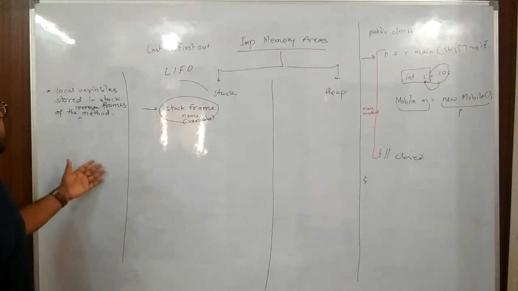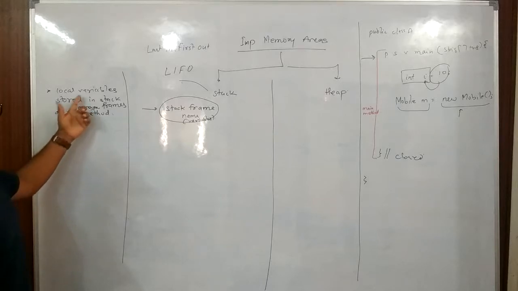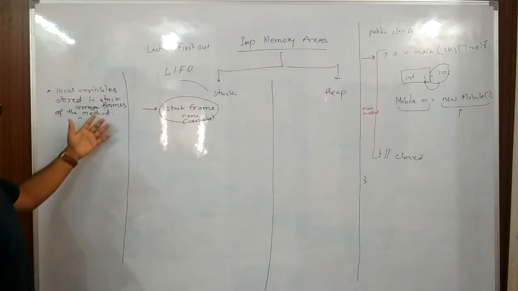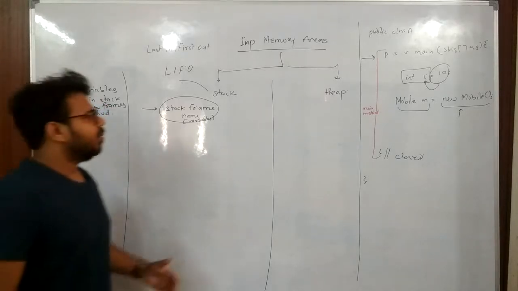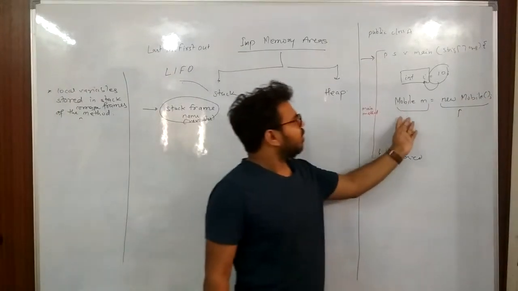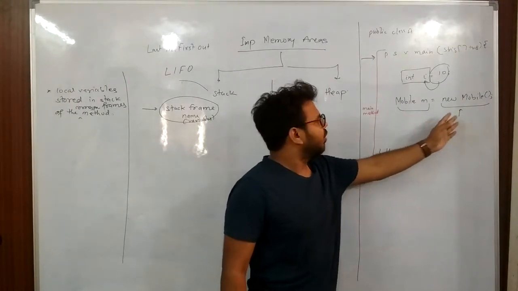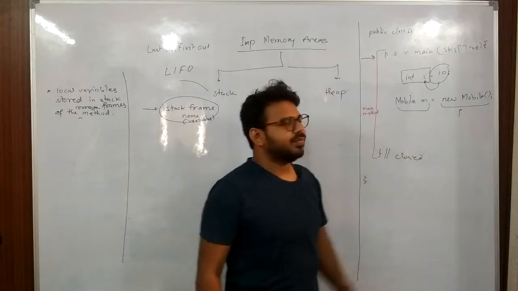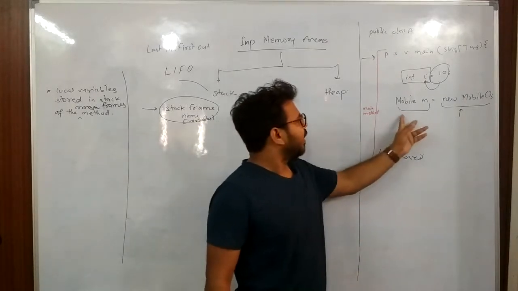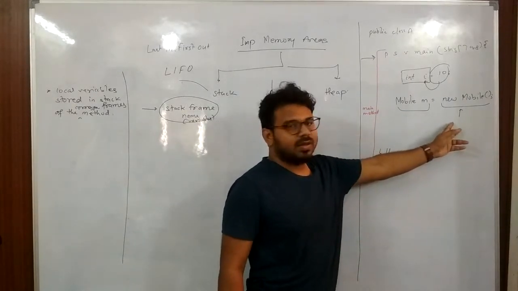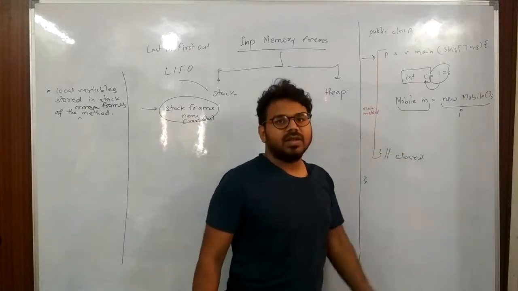So we learned that local variables are stored in the stack frame of the corresponding method. Now let us talk about this line: Mobile m is equal to new Mobile. What happens at this line? At this line, a new object is created in the heap area.